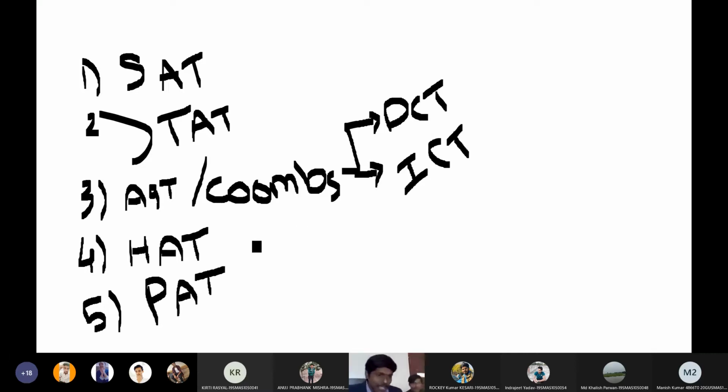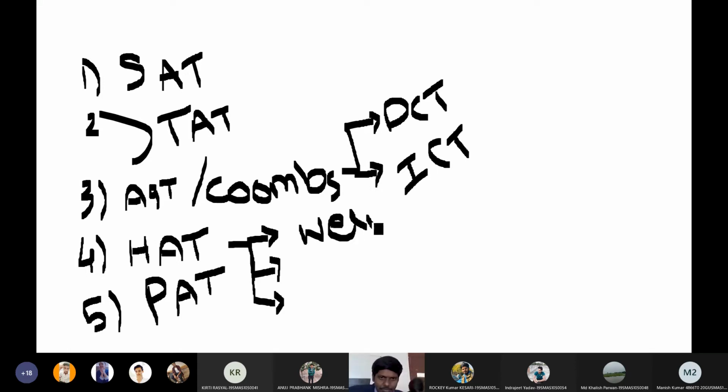Then in the heterophile agglutination test, we have 3 types of tests. Kindly write the names first. So those are the Weil-Felix reaction. The 3 types of heterophile agglutination tests include, first one, the Weil-Felix reaction.